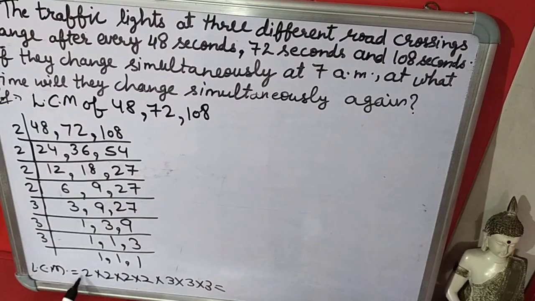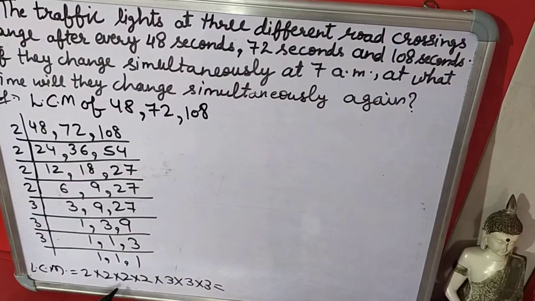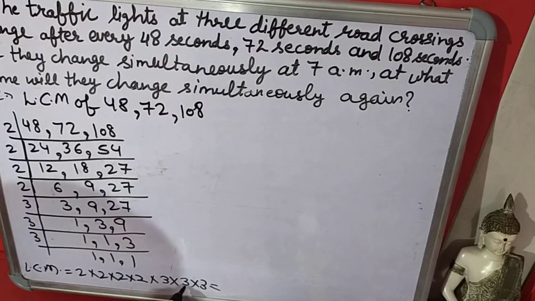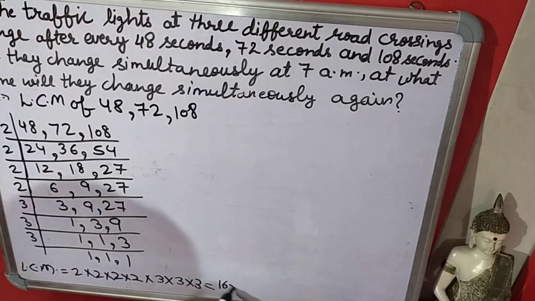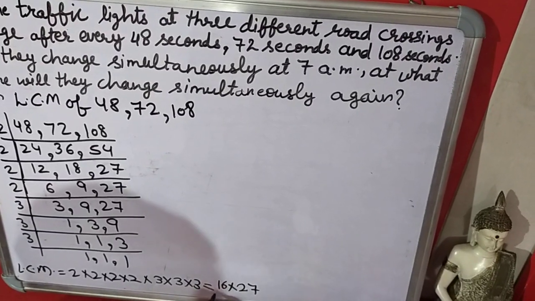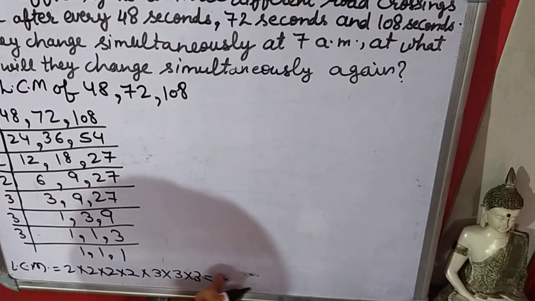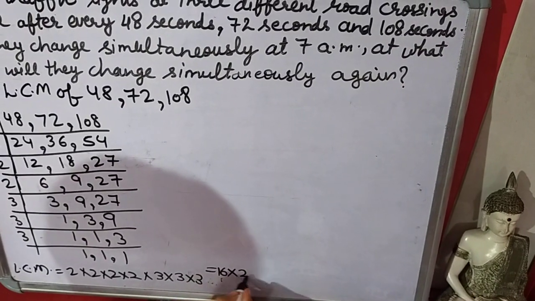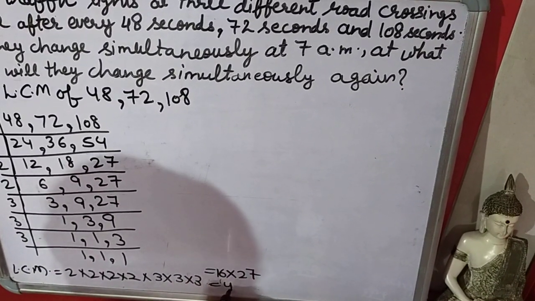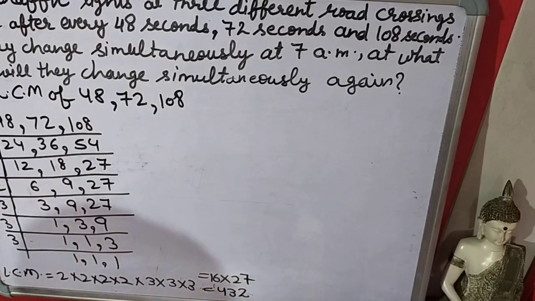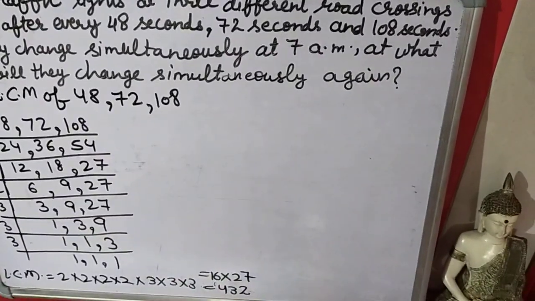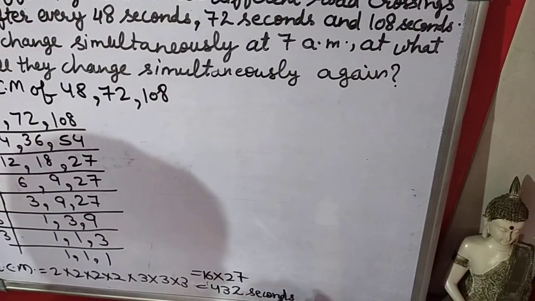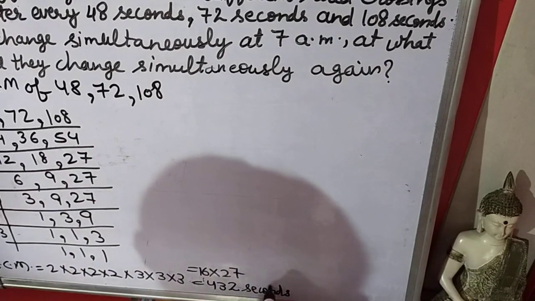Multiply it. 2 2s are 4, 4 2s are 8, 8 2s are 16, 3 3s are 9, 9 3s are 27. Now multiply 16 by 27. It will be 432. Now, 432 seconds. Now we will change seconds into minutes.